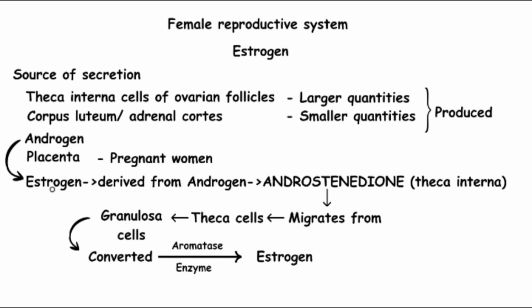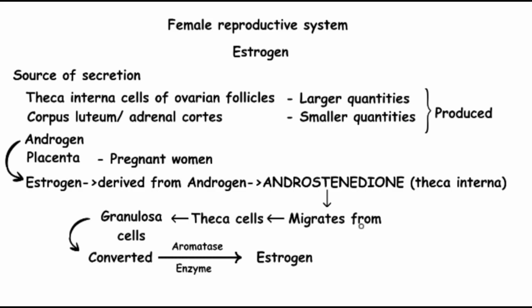Estrogen is derived from androgen. Androstenedione, which is secreted in the theca interna cells, migrates from the theca interna cells to the granulosa cells, where it is converted into estrogen by an enzyme called aromatase. And in the placenta, estrogen is also secreted. The placenta occurs in the pregnant woman.